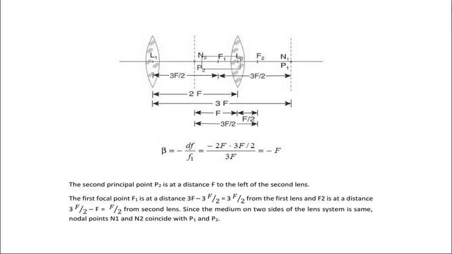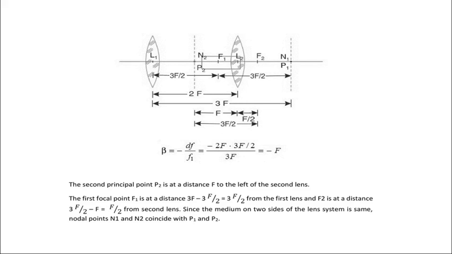Let us calculate beta. Beta is equal to minus df/f1. Substituting the values, it is equal to minus 2F into (3F/2) by 3F. It turns out to be minus F. The second principal point P2 is at a distance F to the left of the second lens.